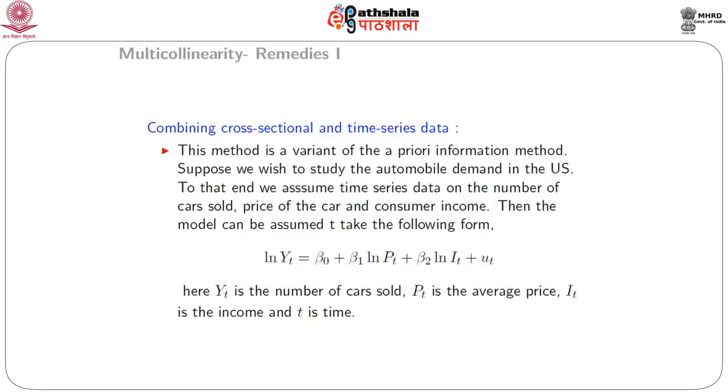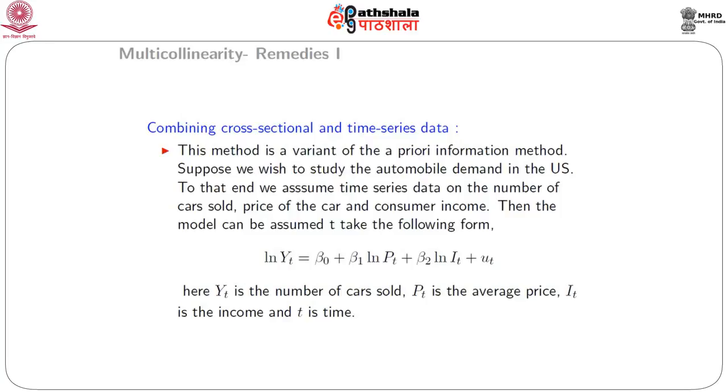This method of removing multicollinearity is a variant of the a priori information method. The a priori information method is another method of removing multicollinearity where we use prior information to estimate some of the parameters of the collinear predictor variables in a model and then plug them into the model so that the other parameter can be estimated with more precision. So, combining cross-sectional and time series data can be considered as a variant of this method.